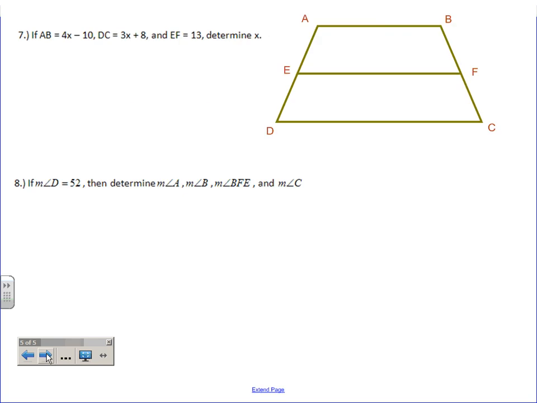Any brave individuals for 7 or 8? Yes, go ahead. Whichever one you would like. 7 has a lot of algebra. 8 is a bunch of angles.